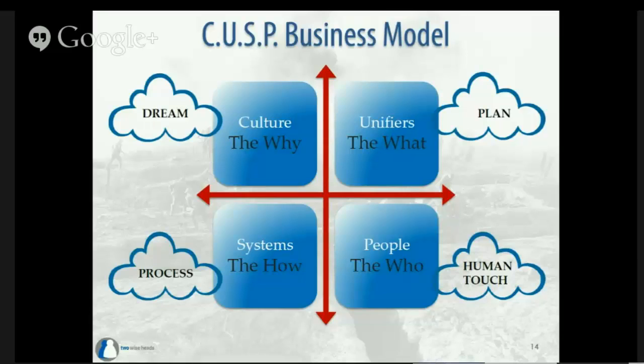The quadrants, as you can see there, are culture, or the why you own business, the unifiers, or the aspects that keep the business in order, the what, the systems, which are the written processes to be followed to deliver the unifiers, in other words, the how, and finally the people, or the who, will be delivering on the promise of the business. And as you can see in this graphic, I've represented those as the dream, the plan, the process, and the human touch.